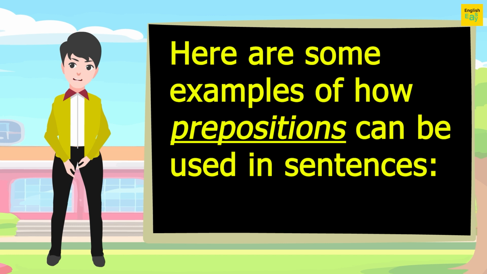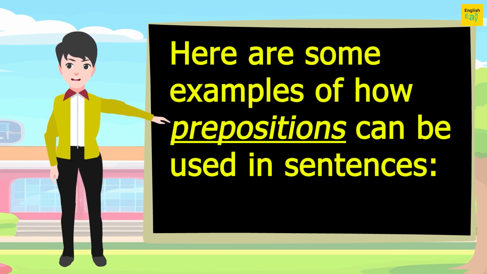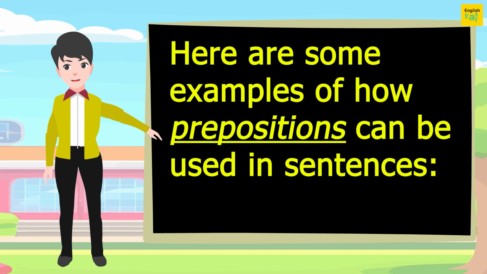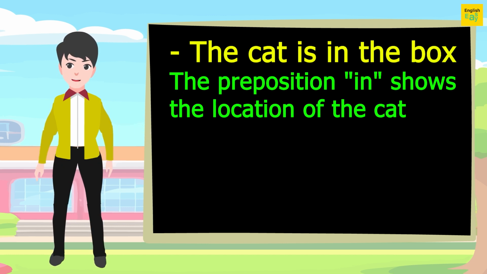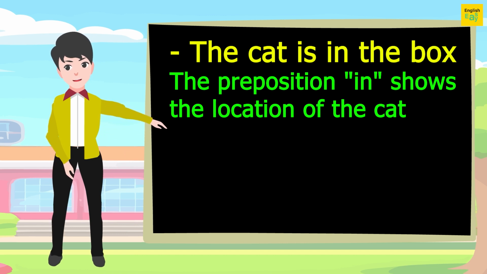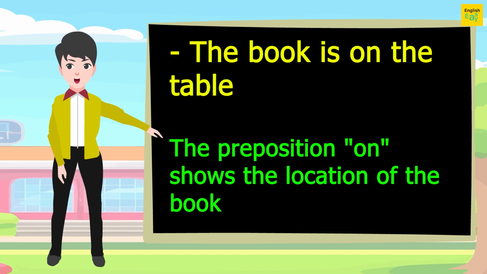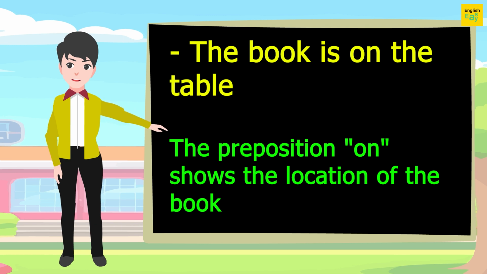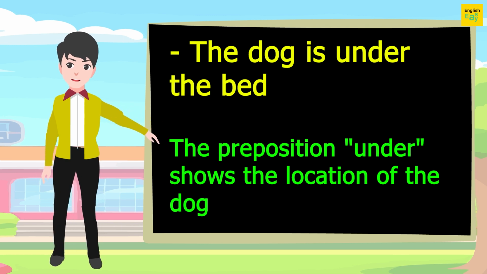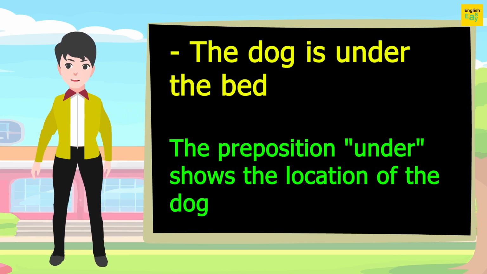Here are some examples of how prepositions can be used in sentences. The cat is in the box. The preposition "in" shows the location of the cat. The book is on the table. The preposition "on" shows the location of the book. The dog is under the bed. The preposition "under" shows the location of the dog.